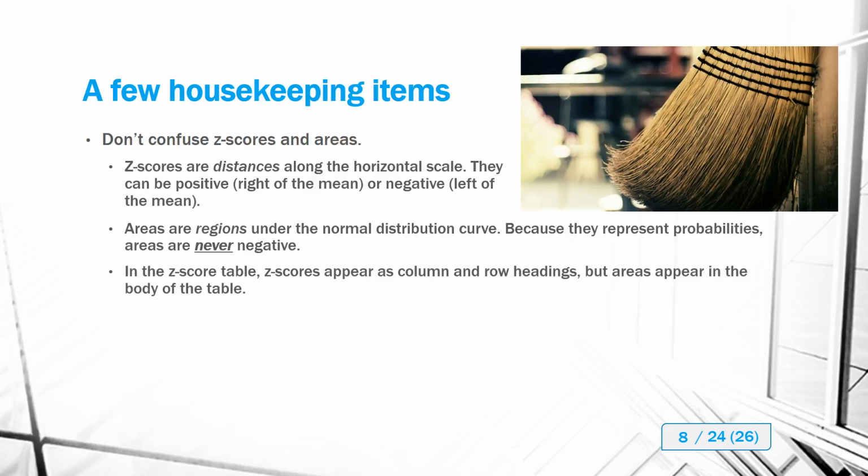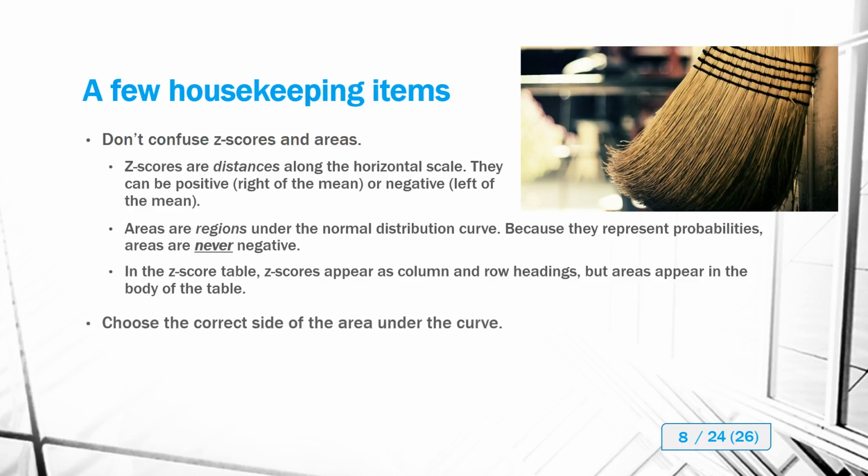Furthermore, look in the z-score table. The z-scores appear as column and row headings. They're on the sides and the top of the table. But the areas themselves appear in the center, the body of the table. So yes, we are looking at evolutionary cousins living in the same jungle, but they are not the same animal. So try not to confuse z-scores with areas.